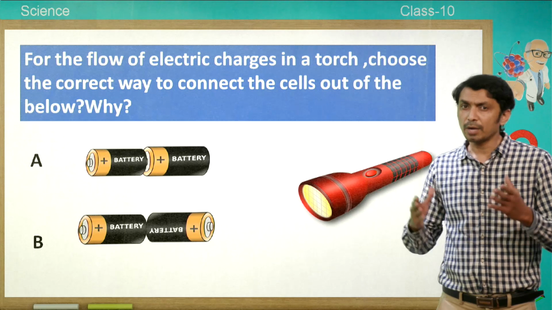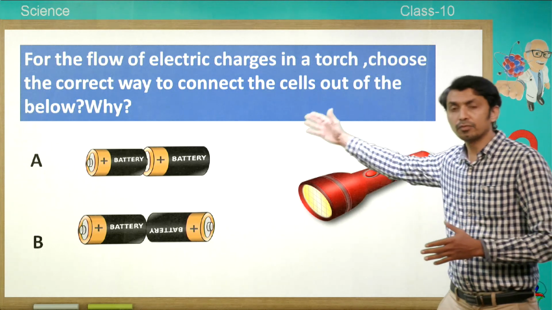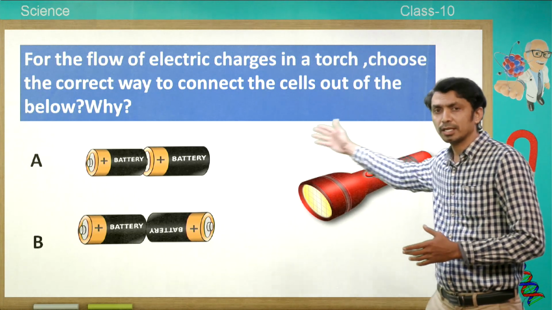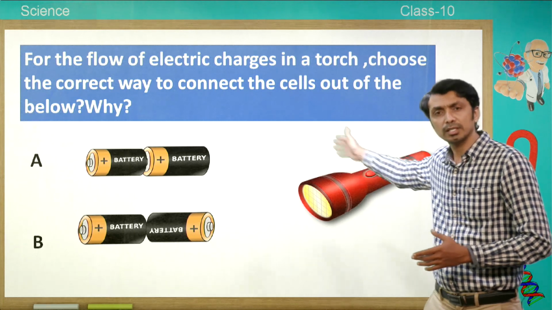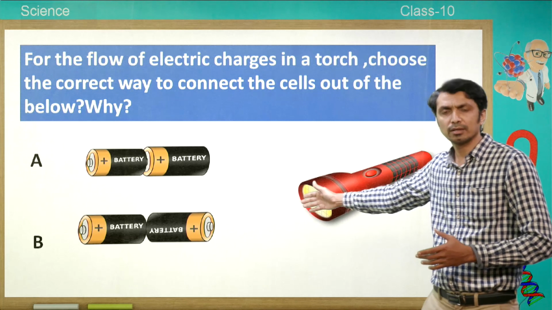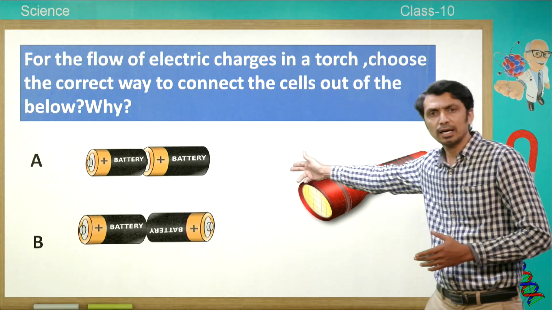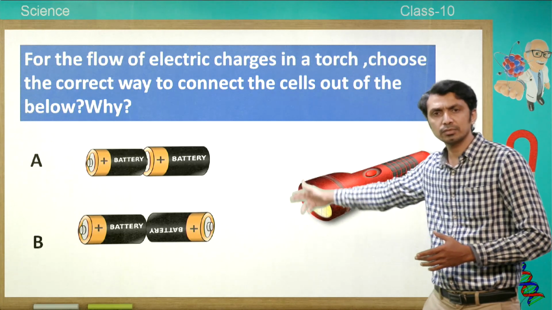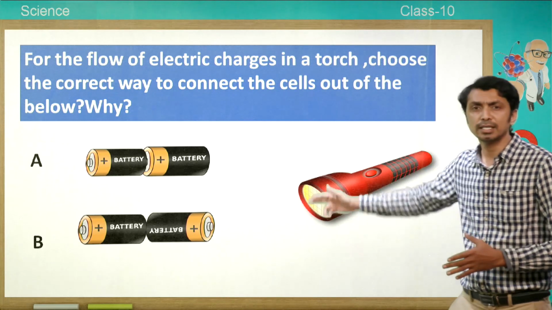Now, I want to ask you this question. For the flow of electric charges in a circuit or in this torch, how should we connect the two cells? How should we connect? Should we connect in this option or in this manner?